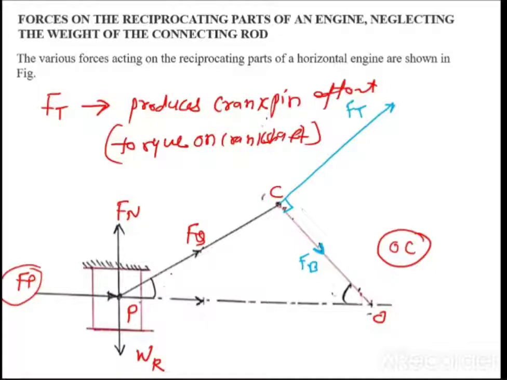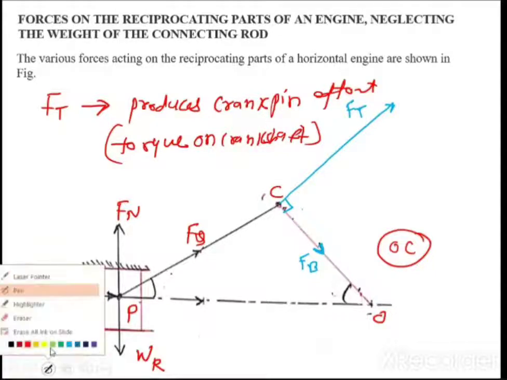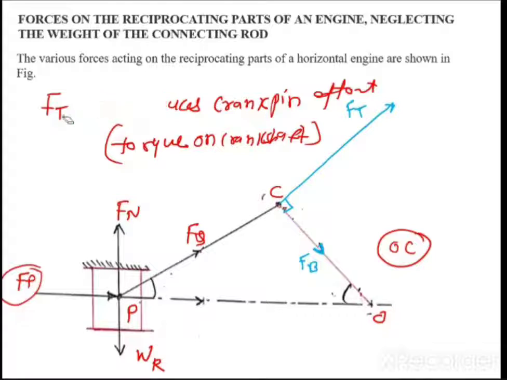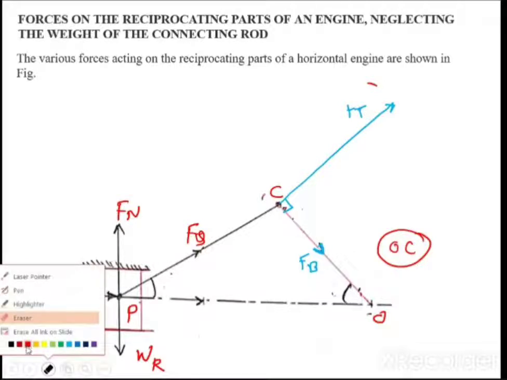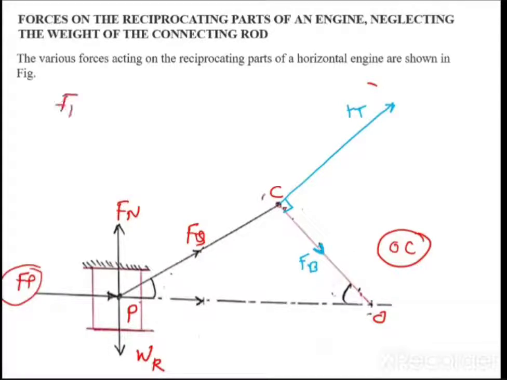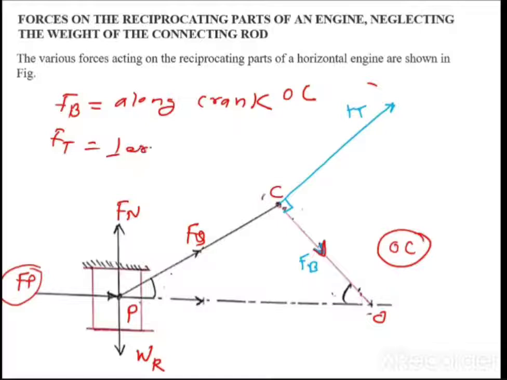Is it clear? And next forces. Now I will talk about Fb. Let me rub this first of all. Can anybody tell me what this Fb is? Where is Fb acting? Fb is acting along the crank. You can see this is Fb. So it is acting along the crank OC. Ft is acting perpendicular to the OC. This is very, very important. And Fb is acting along the crank OC.